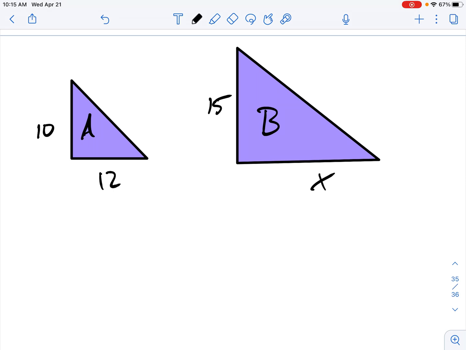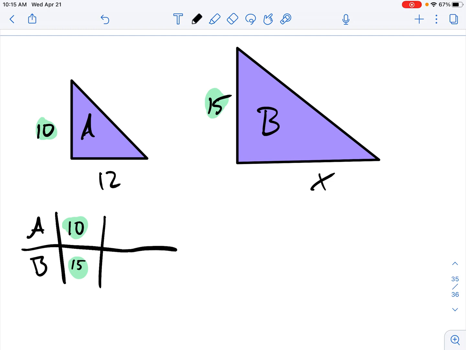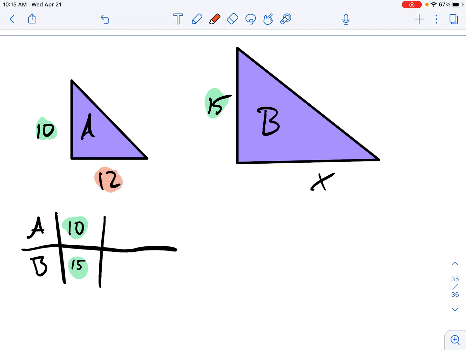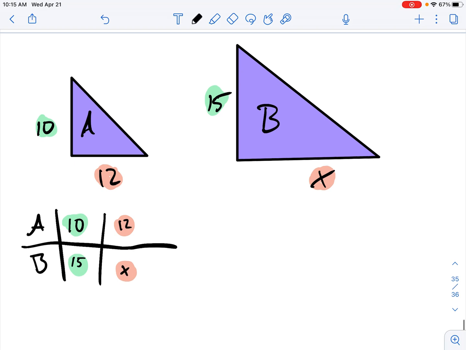Here we have a and b, and you can set up a table, a and b, right? And the short side of a is 10, and the short side of b is 15. And then for the other side, the medium side of a is 12. And for b, it's x. So we have 12 and x.